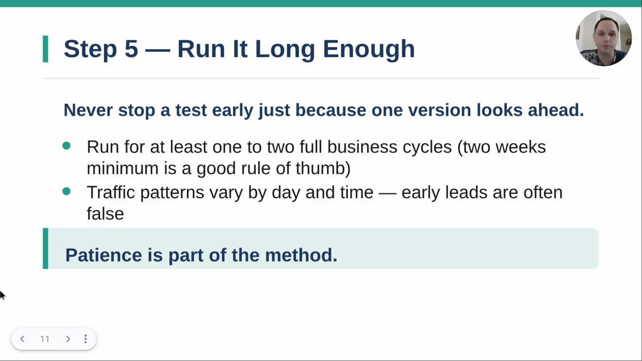This is where patience becomes part of the method. Never stop a test early just because one version looks ahead after a day or two. Traffic patterns vary a lot by time of day, day of week, and week of month. A version that's ahead on Tuesday might be behind by Friday. As a general rule, run the test for at least 1 or 2 full business cycles, which usually means a minimum of 2 weeks. Early leads are often false leads. The longer the test runs, the more you can trust the result.